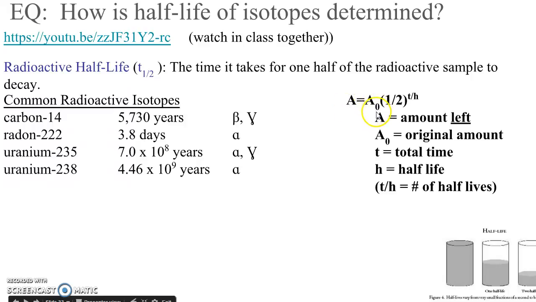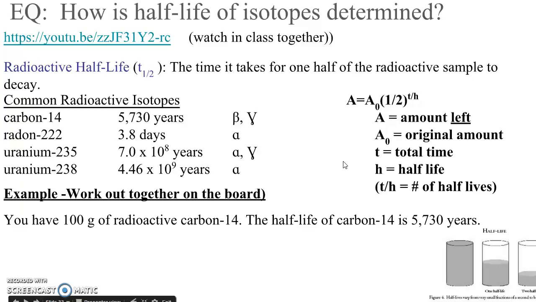So your A0 is going to be your original amount. You're going to take your original amount times 1/2 to the power of the total time divided by the half-life. So 1/2 to the power of time divided by half-life. Time divided by half-life equals the number of half-lives. So it's actually really easy to use this equation, you're going to see. I've just given you a little explanation. We can work this out together again on the board tomorrow or in class, and that's no big deal.